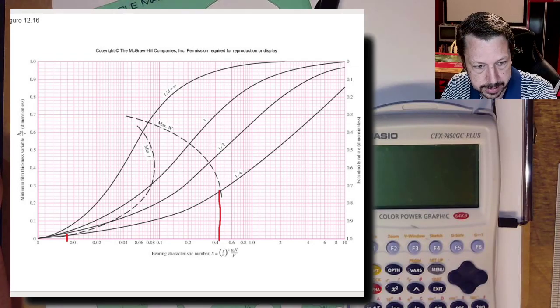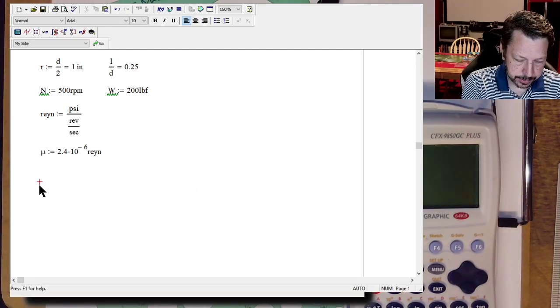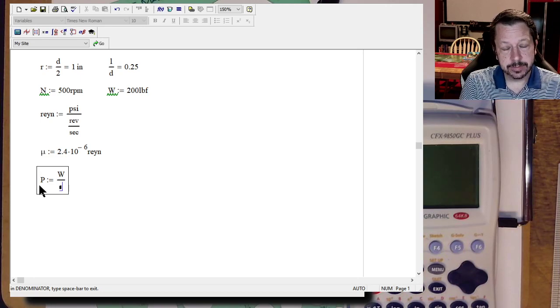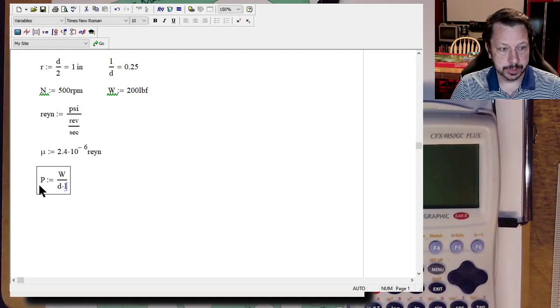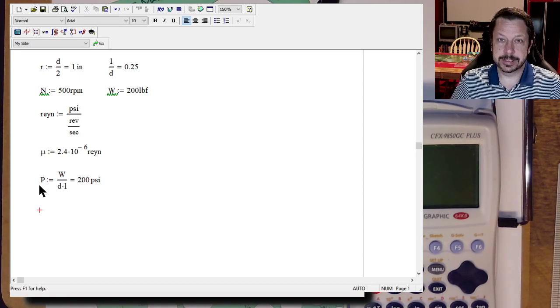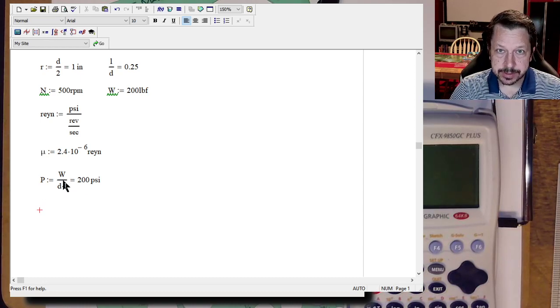So let's go to Mathcad and do that. All right, so first, we do need to calculate pressure. Pressure is just W over the diameter of the journal, so 2R, we have D plugged in, times the length of the overlap between the journal and the bushing. So here's our pressure. We'll put it in PSI, 200 PSI. And this is not the maximum pressure. This is the same one that we calculated last time when we were doing Petroff's equation.